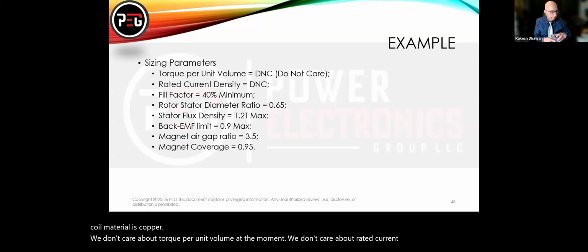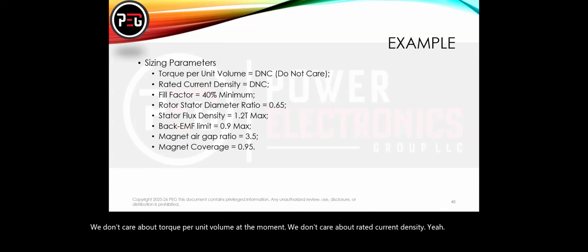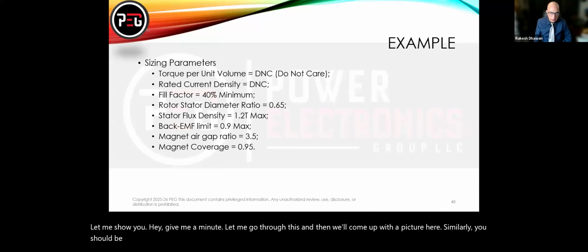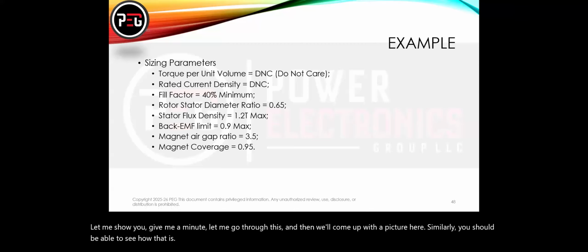Sir, I want to ask you a question. You said the rotor is external. External means, can you show any diagram of how the rotor can be external? Yes. So let me show you. Give me a minute. Let me go through this, and then we'll come up with a picture here, Simran. You should be able to see how that is. Okay, sir. Thank you.